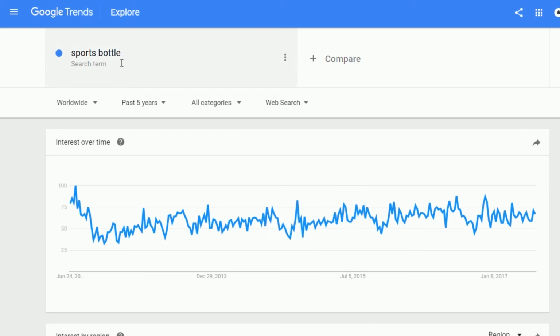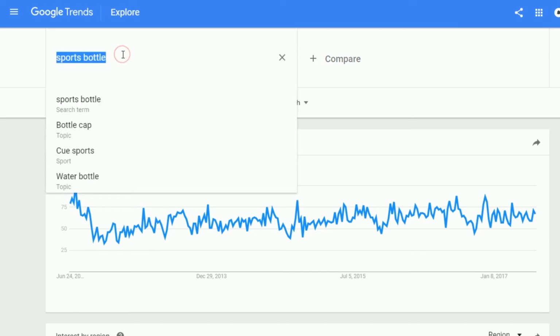I was actually expecting a sports bottle when I was searching this. I was expecting the summer months to be popular, but this is not the case. As you can see right here, interest is roughly the same all year round. Now let's see how we can unite this kind of research with MarkSight.